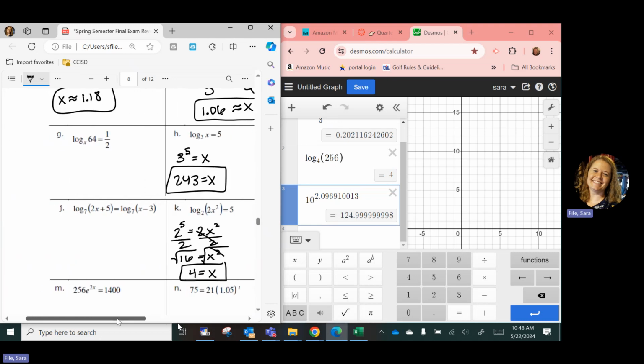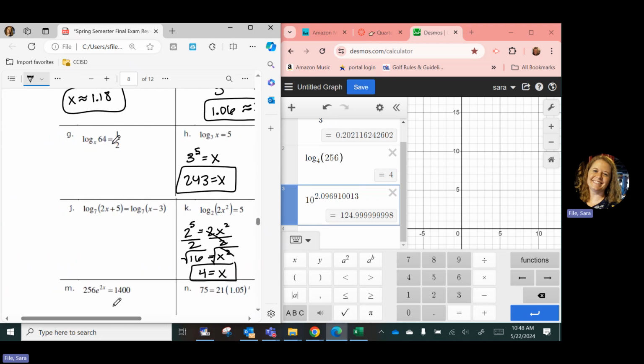Scroll over here. All right, in this format, G, we're solving for the base. So it's x to the 1/2 power equals 64. You need to remember that 1/2 power means square root. So to get rid of that square root, you would square both sides. So 64 squared is 4,096. And again, I just typed that in the calculator.